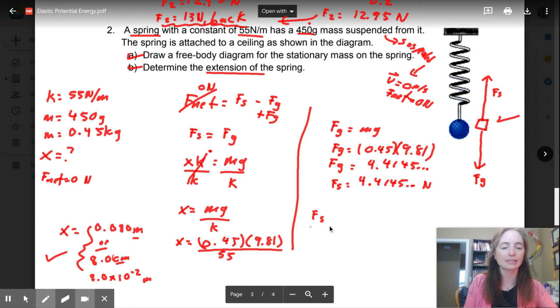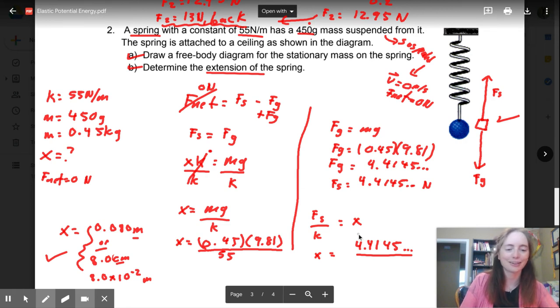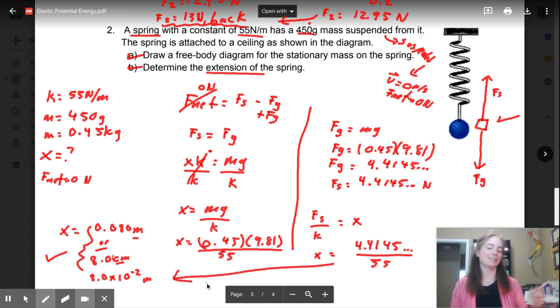So then I could rearrange this. So my Fs divided by my K is going to equal X. And so then once you put your numbers in of 4.4145... and then you can divide that. Actually, there are no dots. That's actually the exact number in my calculator. Habit with the dots. And then the K is 55. So then you just divide 55 in your calculator. And guess what, ladies and gentlemen? You wind up with the exact same answer.